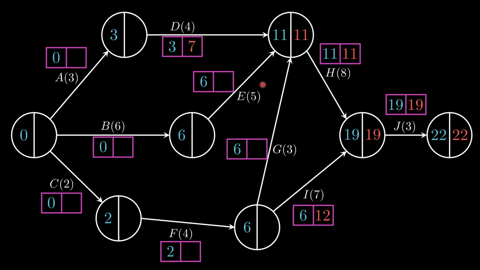Likewise, for E, now it takes him 5 days to do his job. He's got to make it by day 11, so that means he's going to have to start on day 6. So he can't afford to wait, poor guy. Okay, what about G? Well, G takes 3 days, and he's got to get there by day 11, so that means G can afford to start on day 8.